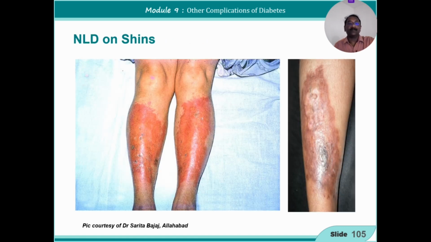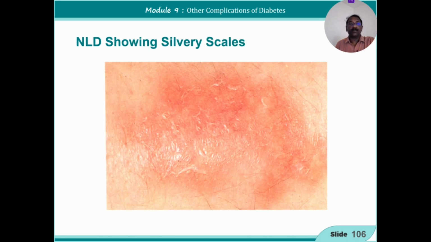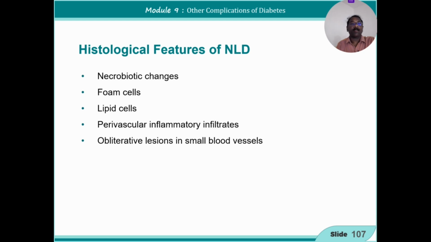See, this is the picture. So these are the silvery scales; you can appreciate them more. Histological features: necrobiotic changes, foam cells, lipid cells, perivascular inflammatory infiltrates, obliterative lesions in the small blood vessels.